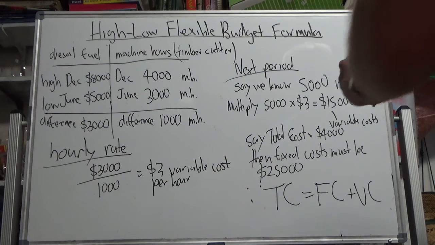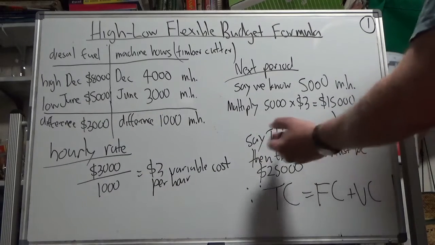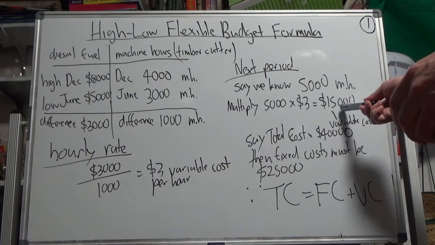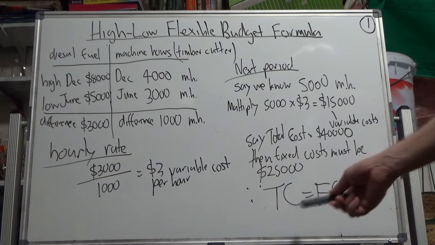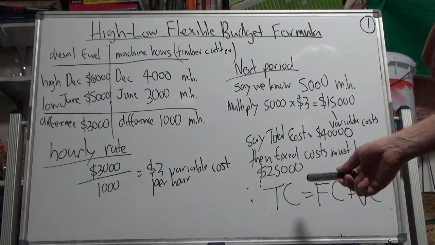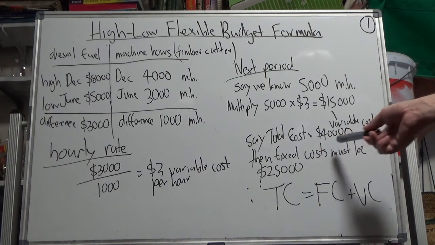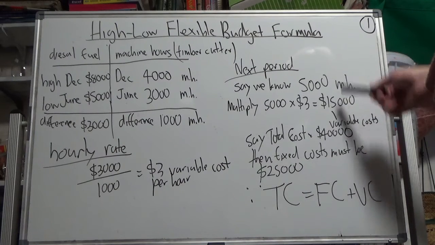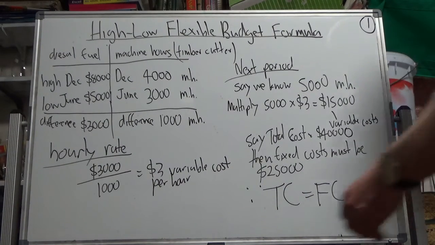And say, actually that's not 5,000. Say we knew total cost was 40,000, right? So now we know variable costs. Then because fixed cost plus variable costs equals total costs, the fixed cost, the missing figure, has to be 25,000. Given that total cost is 40,000, we know variable cost is 15. The missing figure has to be 25,000.